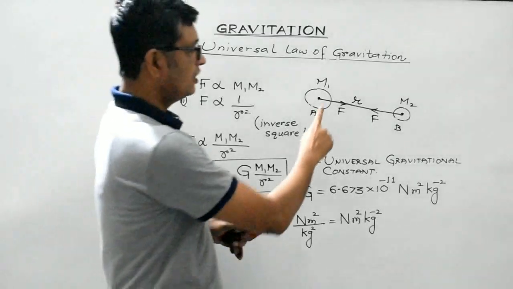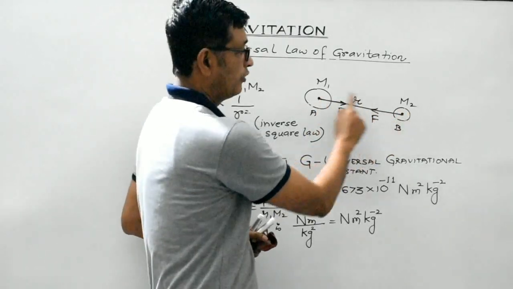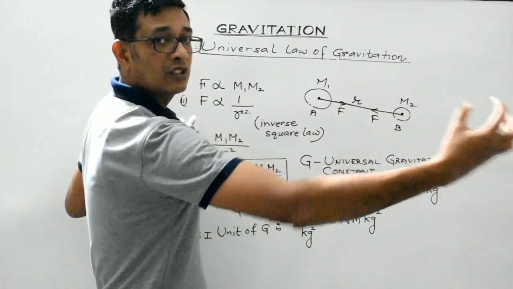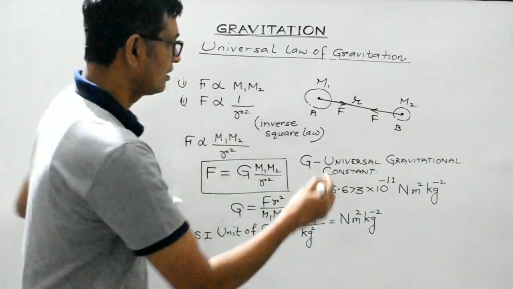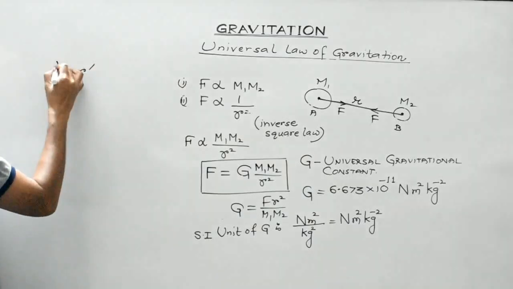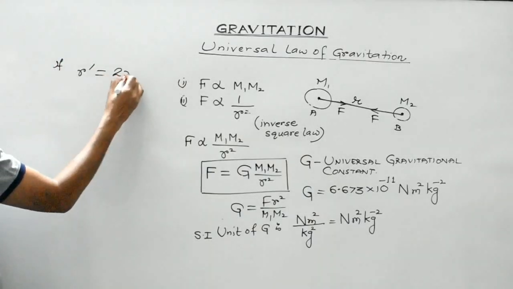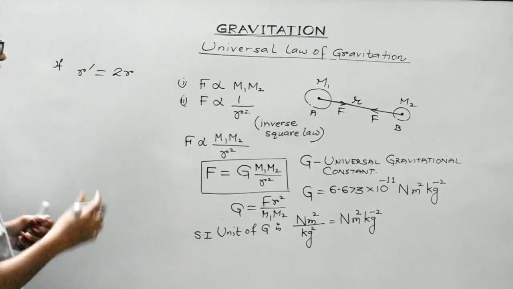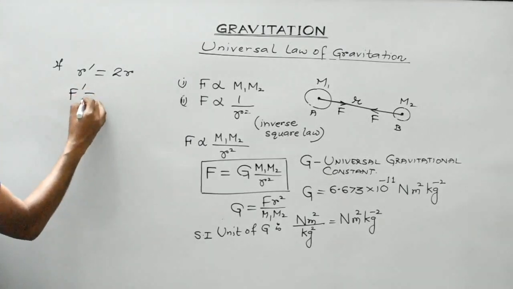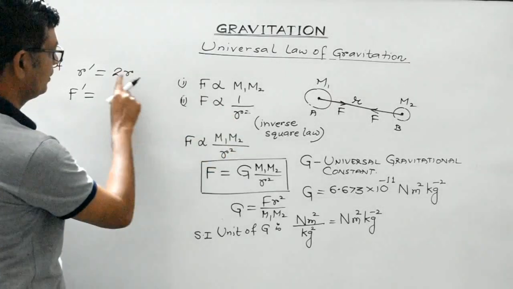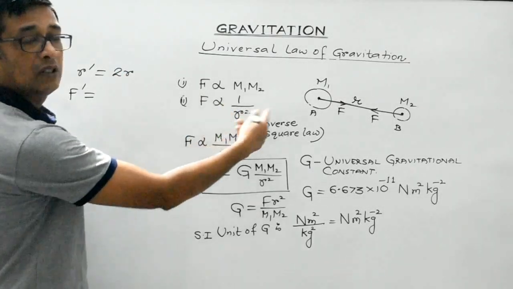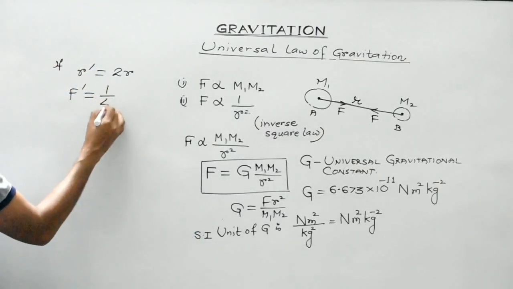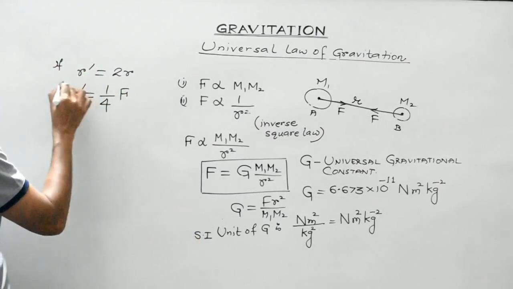Okay, if the distance between the two bodies is made twice its original distance, that is, if the new distance is made twice its original distance, then what will be the effect on the gravitational force? What will be the new force? Look, if r is replaced by 2r, then it will become 4r square. That is, it will become 1 by 4. So in that case, it will become 1 by 4 of the original force.